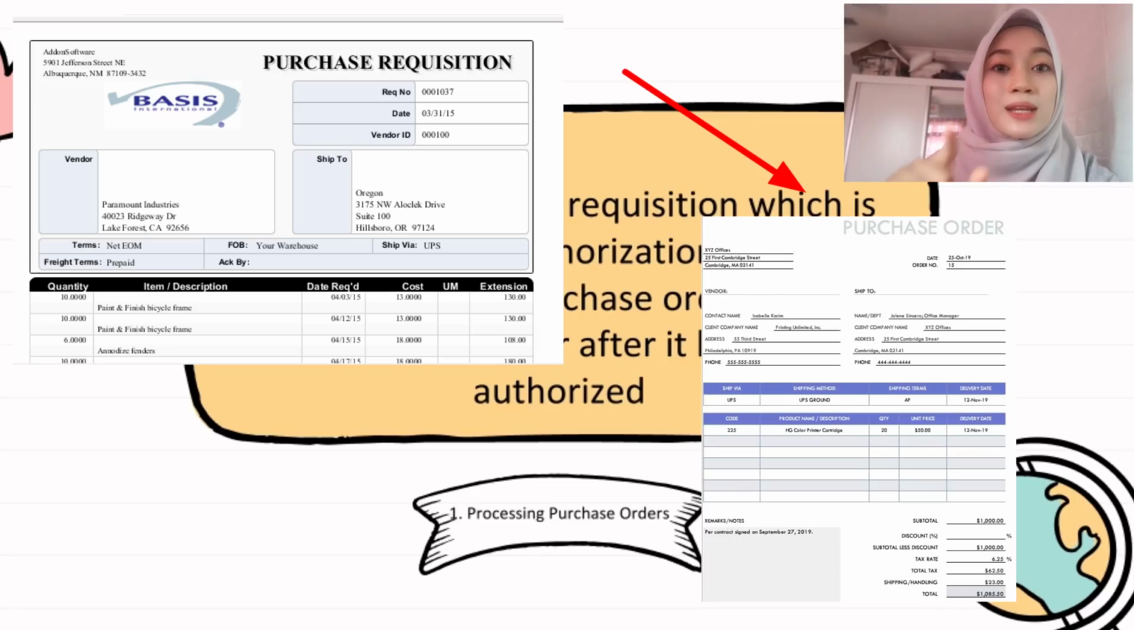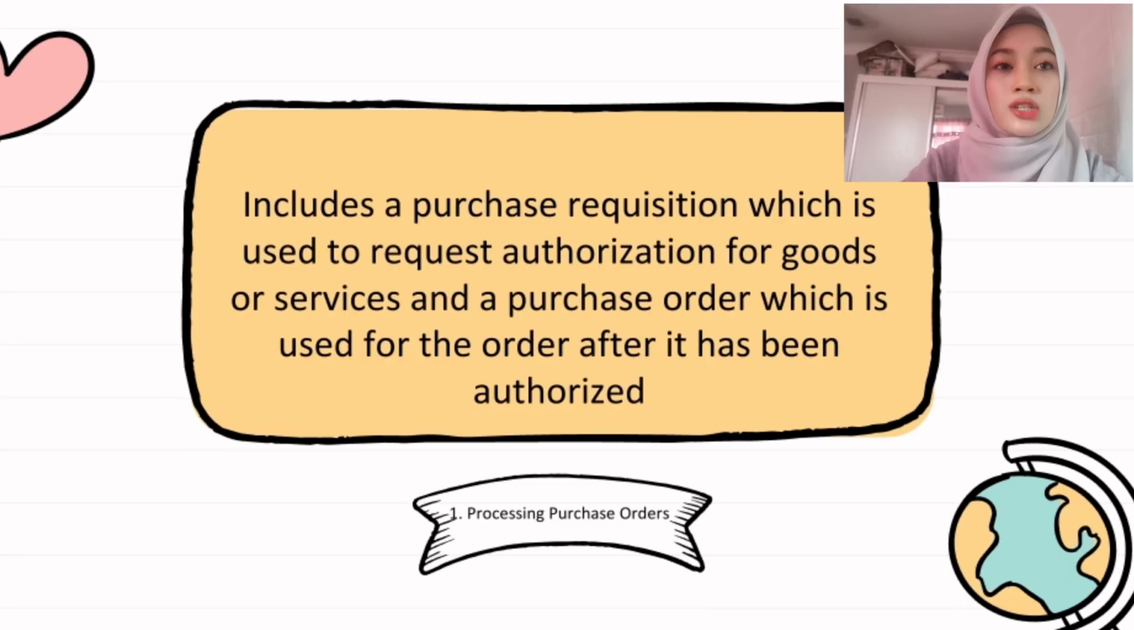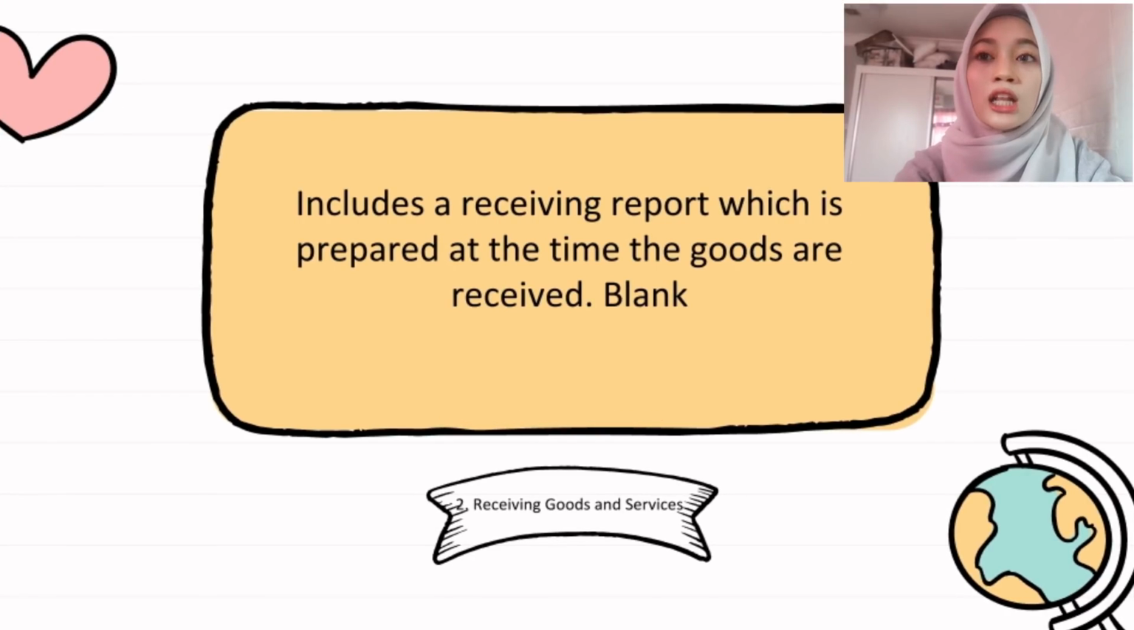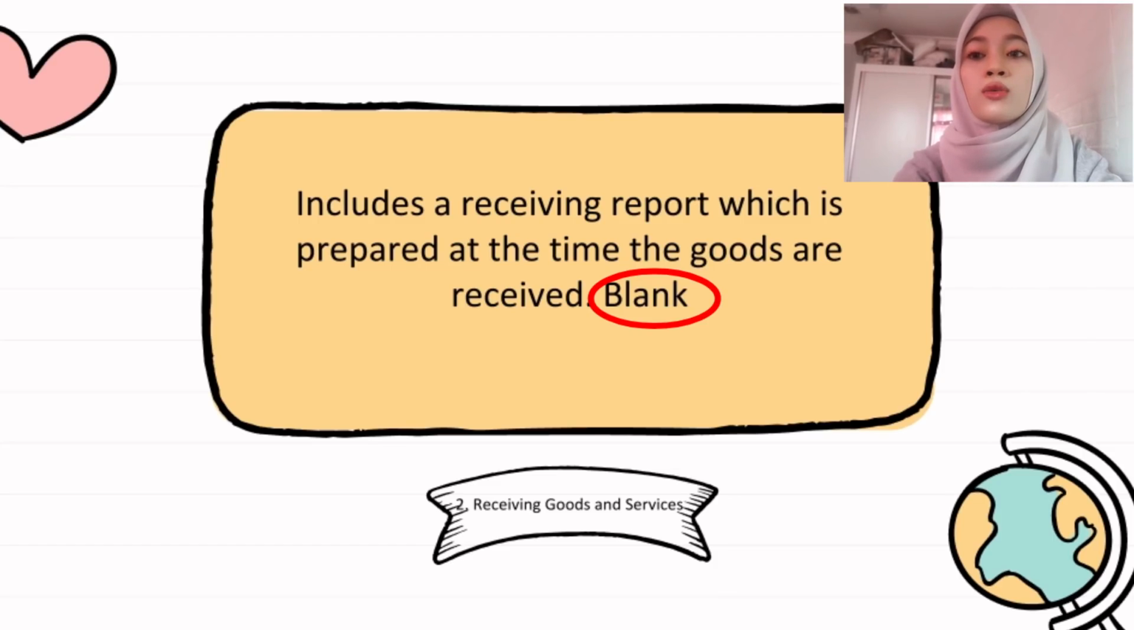So yang purchase department ni lah yang akan prepare kita punya purchase order, which is used for the order after it has been authorized. What happens after is we receive the goods. This includes a receiving report, which is prepared at the time the goods are received. When we prepare the receiving report, we give the department a blank report. We tell them to fill out the report and we don't tell them how much we are expecting. This way, it will force the receiving department to count and inspect the items.